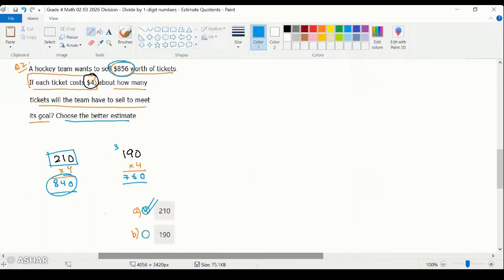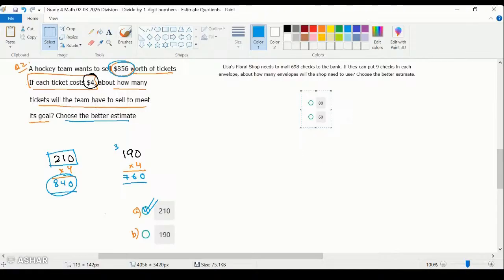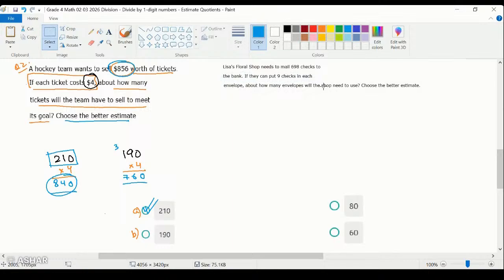Let's look at another question. They should have done it accurately. Okay, let's see. They are rounding off the values. They're not doing the exact. They're trying to find the estimates. The same kind of question: a floral shop has to send checks to the bank. If 9 checks go in each envelope, how many envelopes do they need to use?